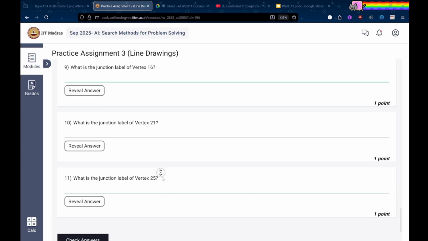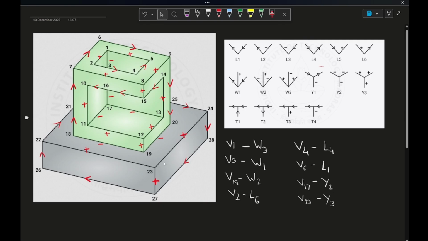Then there's 16, 21, 25. I think now this became trivial, right? There's another one for line drawing. 16 is a T junction, arrow, negative arrow. So T junction, arrow, negative, arrow. Yeah, this one. T4.